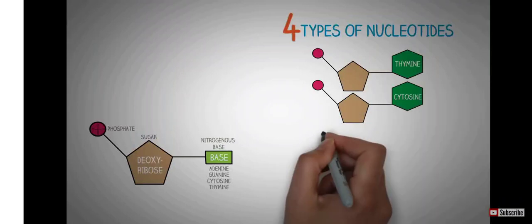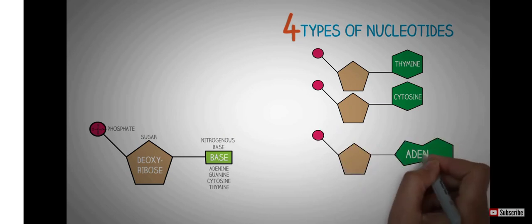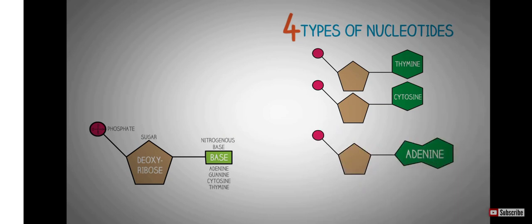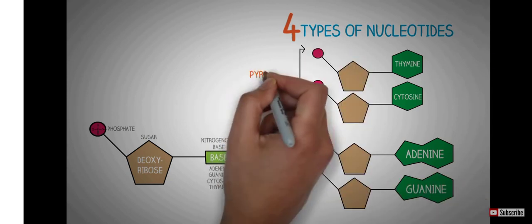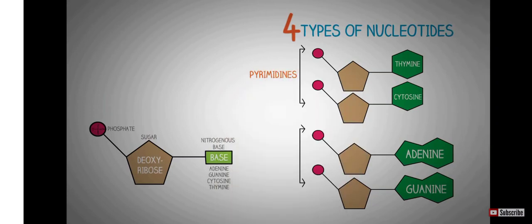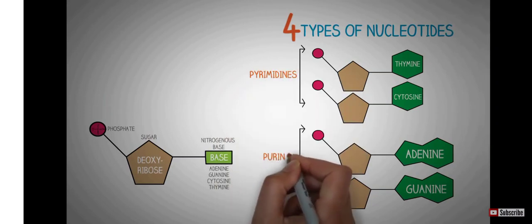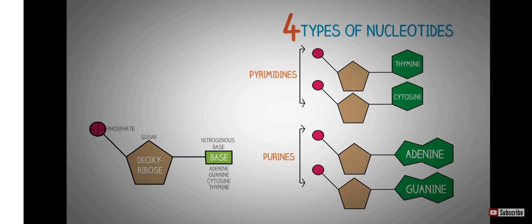Now, as you can see, these 4 nucleotides are arranged in 2 groups. The first group is known as pyrimidines, and these contain the nitrogenous bases thymine and cytosine, which are both single ringed bases. And the second group contains the nucleotides known as purines, which have adenine and guanine as the nitrogenous base, which are double ringed structures.